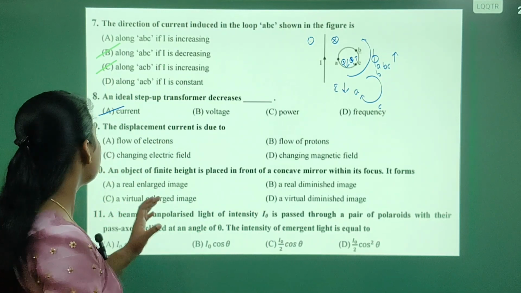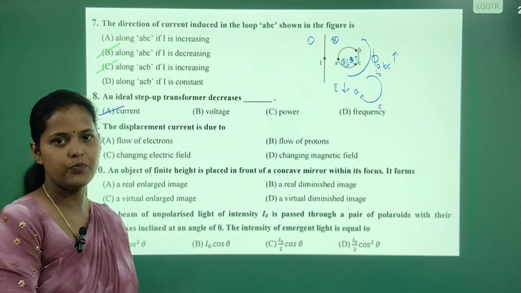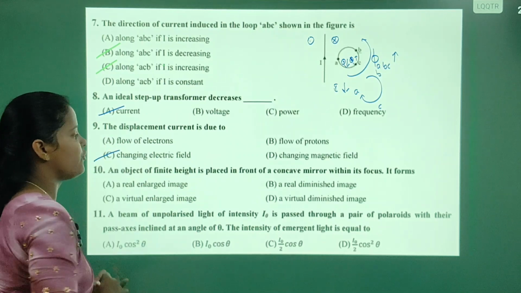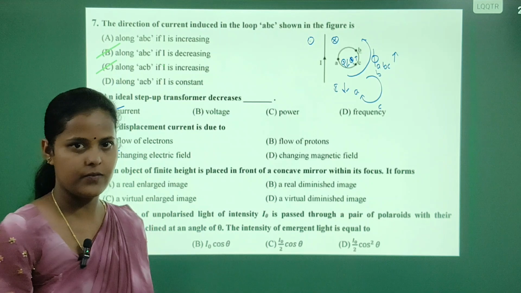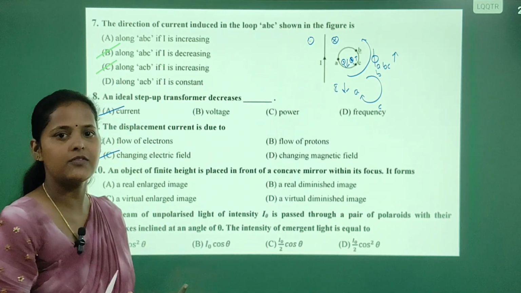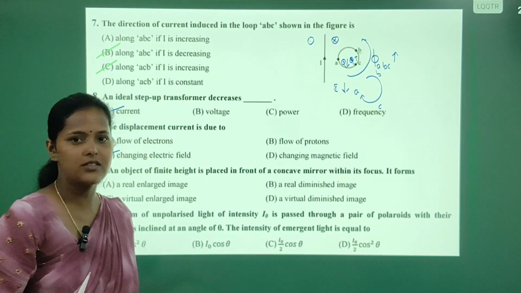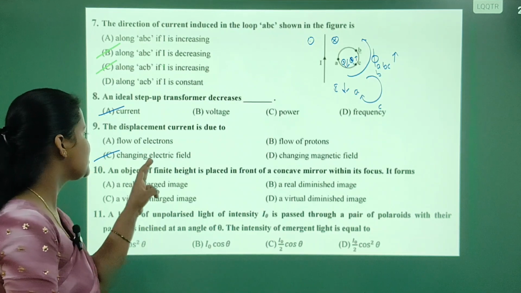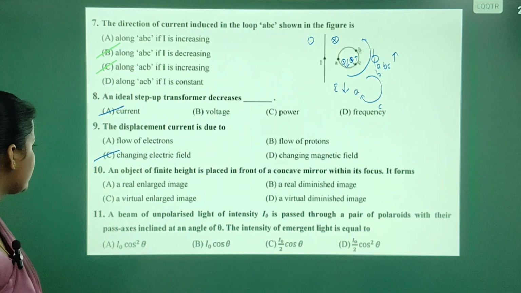Okay. In the same way, ninth question, the displacement current is due to. Obviously the displacement current is due to the change in electric field. If we change the electric field, displacement current will be produced. The flow of electrons is nothing but conduction current. The flow of protons is nothing but convection current. Okay, the right answer for this question is changing electric field. Yes. Let's start with the next question.